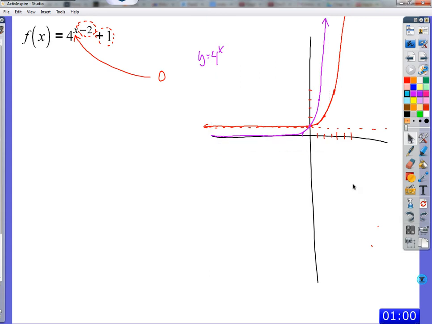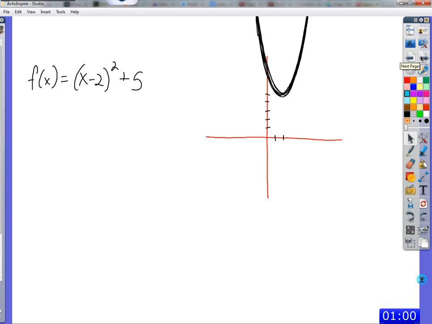So if I have 4 to the (x minus 2) plus 1, then it's going to shift to the right 2 and up 1. So shift it to the right, one, two, and up one. Our graphs aren't perfect, but that's how we can get from the purple graph to the red graph. It's going to move to the right two and up one, just like this one moved to the right two and up five.